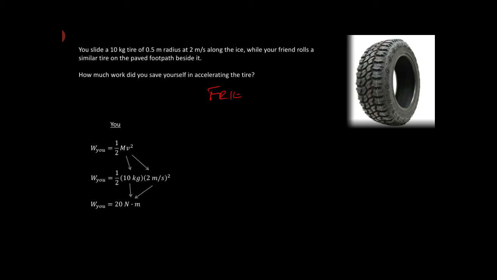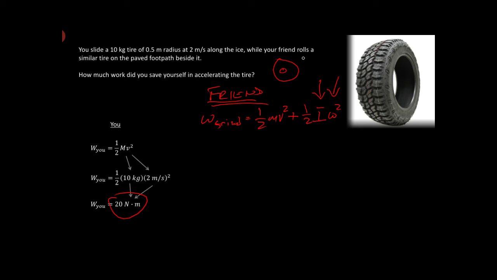So let's look at your friend. Okay, and in this case we have your friend's work, which is equal to 1/2 mv squared, which happens to be this number, plus 1/2 I omega squared. I, we need to calculate, that is the moment of inertia, and omega is the rotational speed. But your rotational speed, because it's rolling, is going to be related to your translational speed. So rotation and translation are related because you're rolling. If you're not rolling, that's not true.